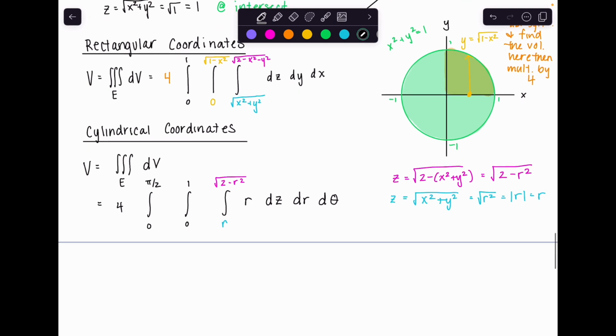Okay. Before I can go about breaking things up, I've got variables inside my z bounds, so I do need to go through this integration with respect to z first. But thankfully, since the inside does not have z at all, the antiderivative is just r times z, evaluated from r to the square root of 2 minus r squared. And since these are z bounds, we just replace z by that.